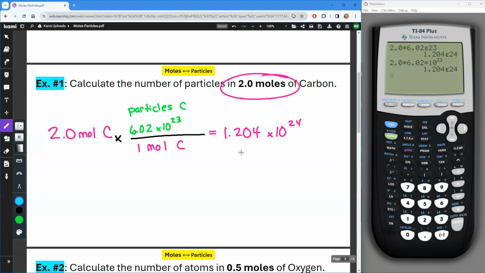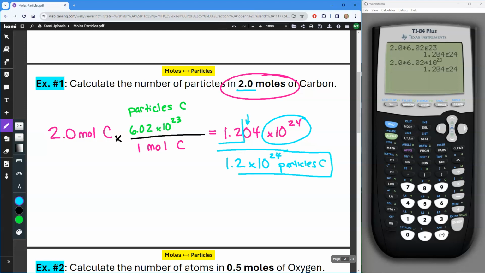Okay, in our original number here, 2.0, that is 2 significant figures. So I want to round my final answer to 2 significant figures. So it will be 1.2, don't forget that, 1.2 times 10 to the 24th. Okay, that is 2. Oh, let's not forget our units. Particles of carbon. Remember, our units need to be diagonal from each other so they will cancel out. The units that don't cancel are going to be our units in our final answer.